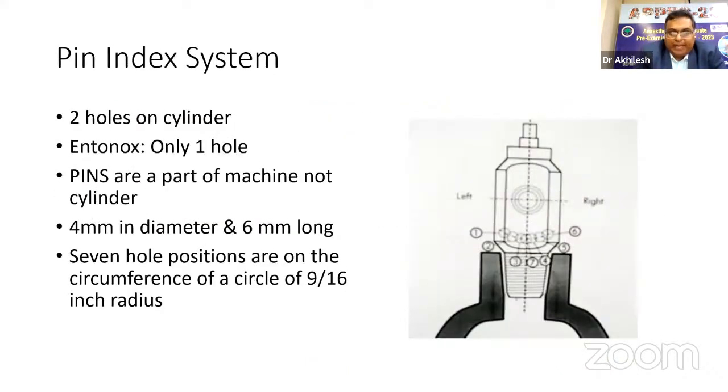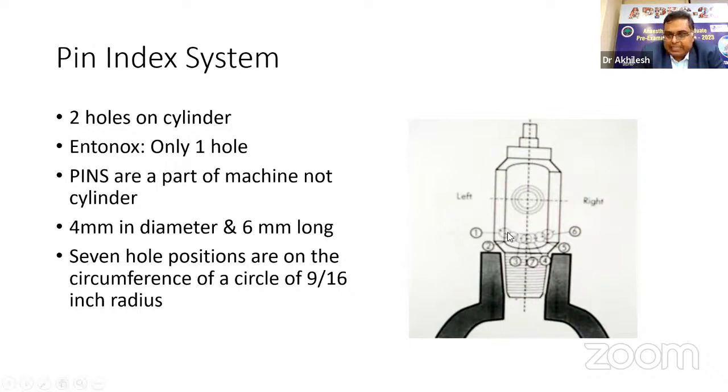So coming on to the pin index system, there are two holes on a cylinder and pins are there on the yoke assembly. Every gas cylinder has two holes except Entonox, which has one hole. Again, I like to emphasize that pins are a part of the machine, not the cylinder. Some examiners who like numbers can ask what is the diameter of that pin and how much length is the pin. So diameter is 4 mm and length is 6 mm.